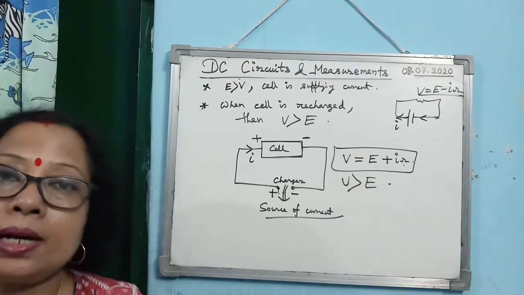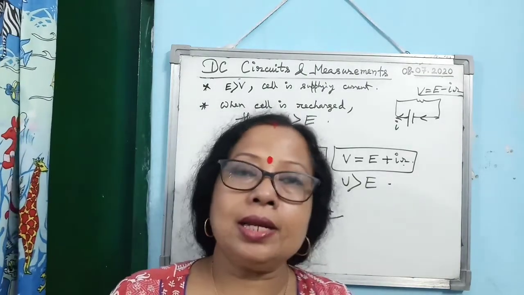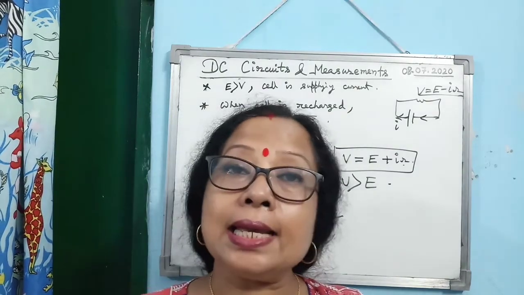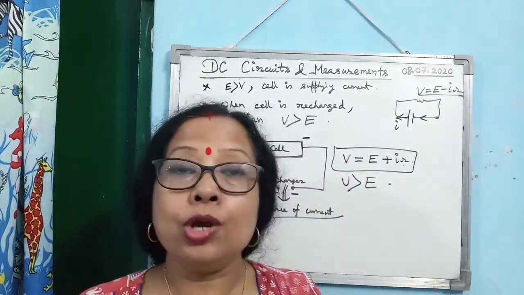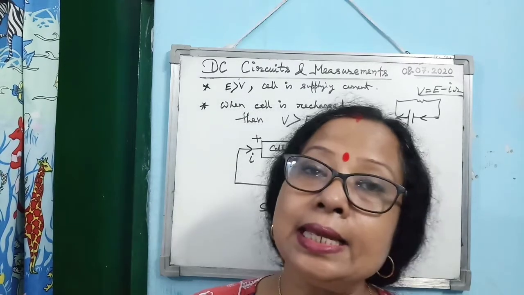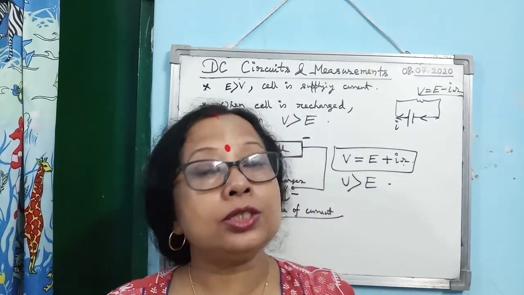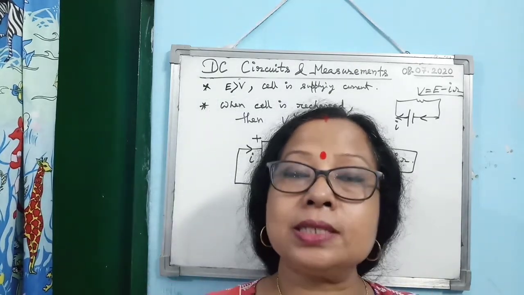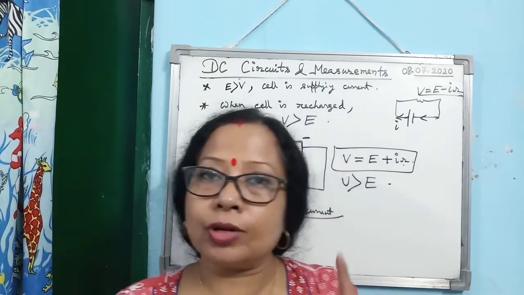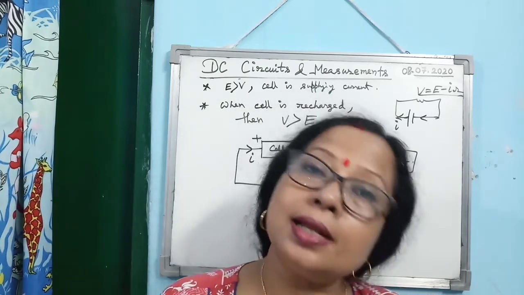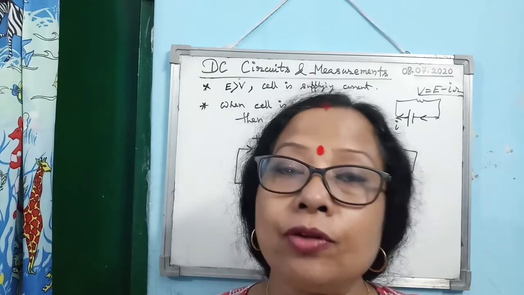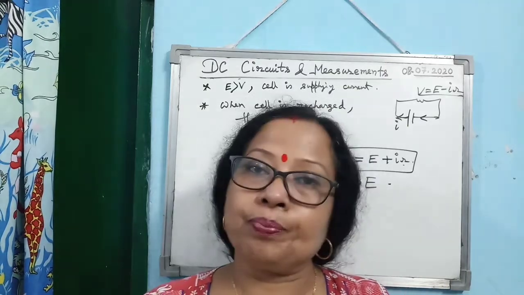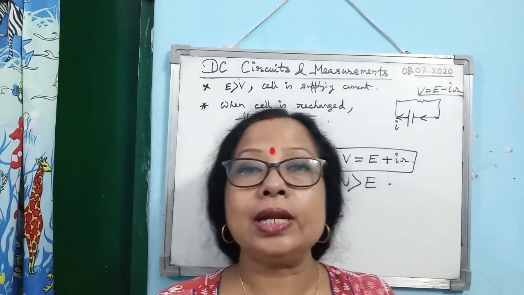So you have to remember the four conditions. When E is greater than V, the cell is supplying current, we are drawing current from the cell. Then E equal to V when the cell is not drawing any current, means the cell is in open circuit, I is 0. First condition. Second condition, when internal resistance is 0, then also E equal to V. And when the external resistance is infinity, then also E equal to V. So these are the three conditions when E equal to V.